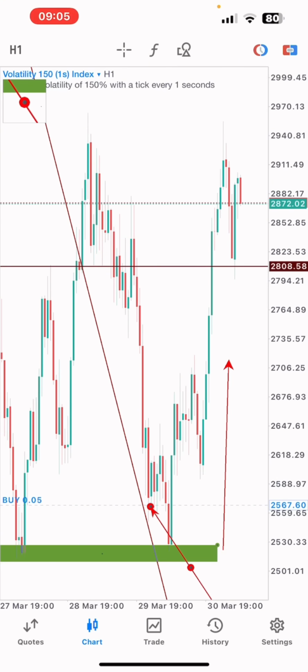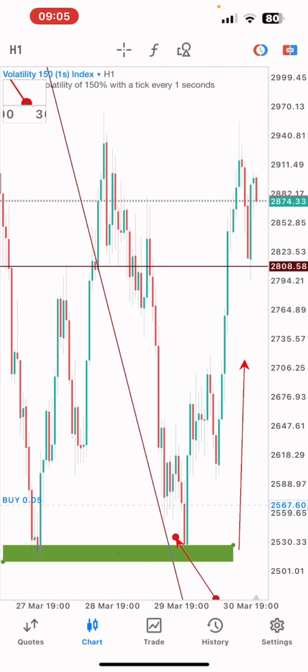Okay, so I entered my buy right here, and after I entered, of course the market went against me, but this was a small retracement, probably something like $1.50, and then after reaching this level of the previous support, it bounced and started going all the way up.